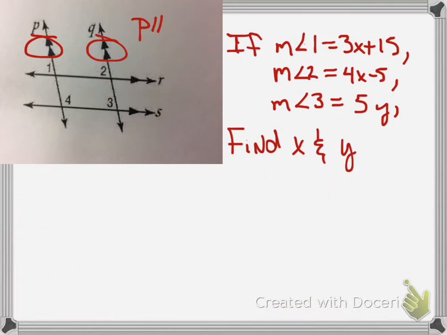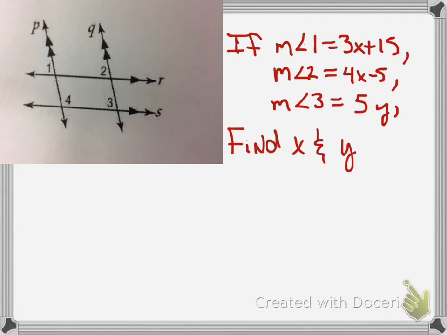So keep that in mind. Whoops, went too far. Let's go back here. All right, so here we go. You're going to be given the measurement of angle 1 is 3x plus 5, the measurement of angle 2 is 4x minus 5 and 3x plus 15, and the measurement of angle 3 is 5y. Now, they're going to say, let's find x and y. And then in theory, you could find all the other angles if you wanted. But let's go ahead and find x and y.